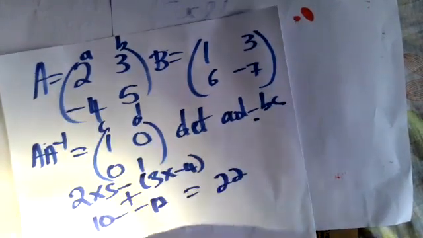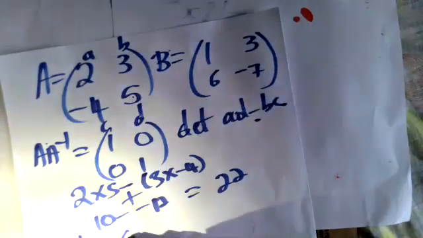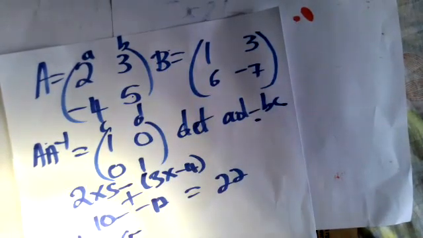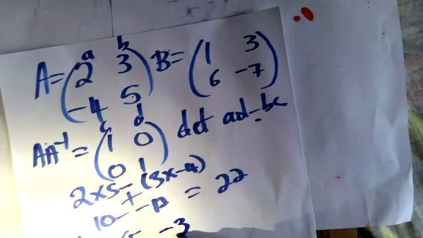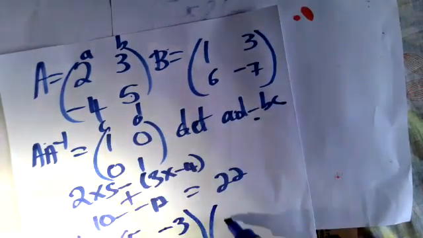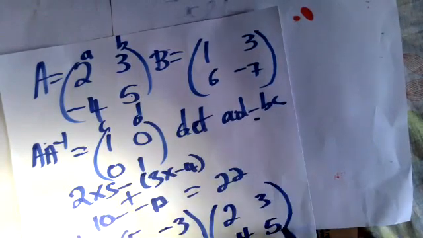So the inverse would be 1 over 22. We swap the position of A and D. So 5 goes up there, and 2 goes there. But you're now watching, guys. Now we take the sign of this, change the sign, and multiply by negative 1. So this is a negative 3, it's a positive 4. And we multiply it by the original, which is 2, 3, negative 4, and 5.